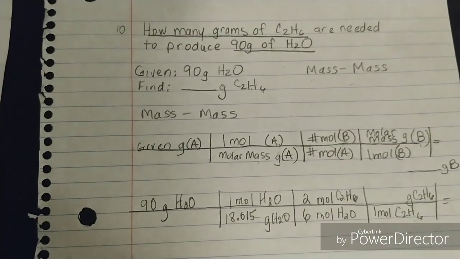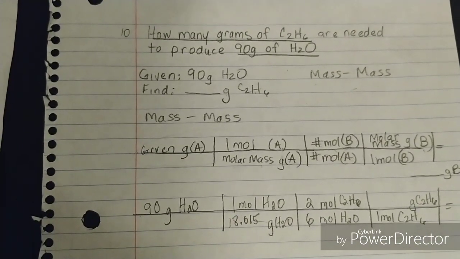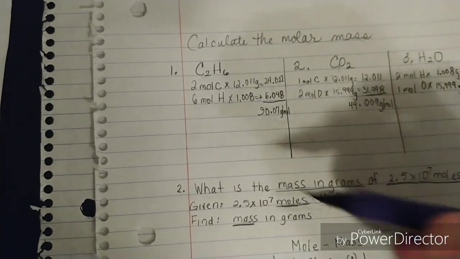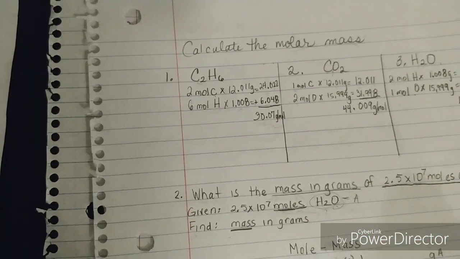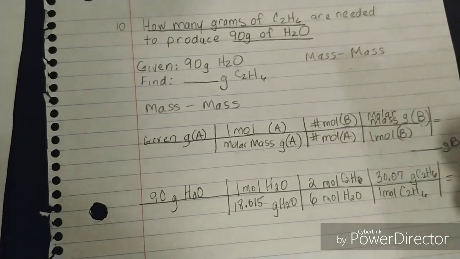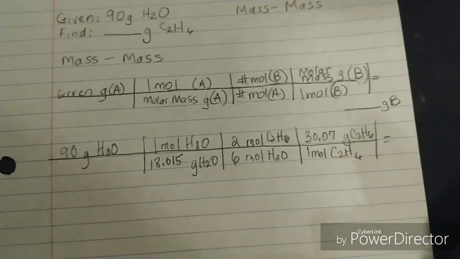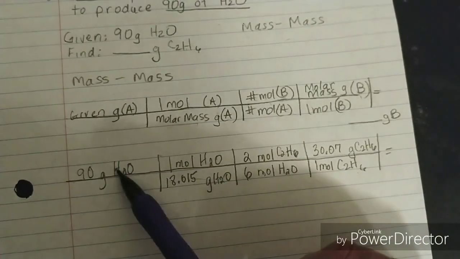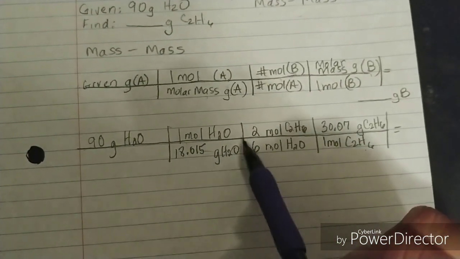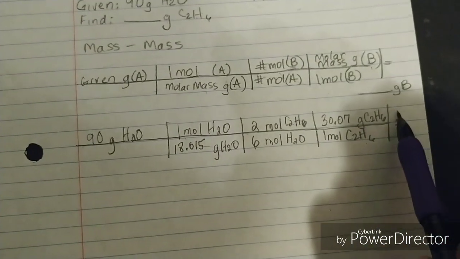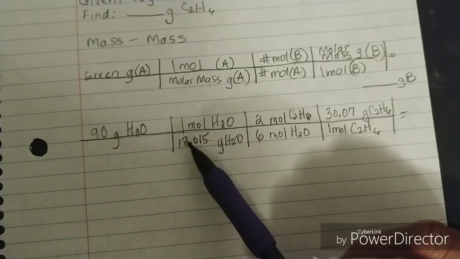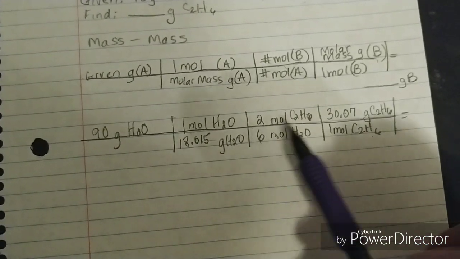Okay, we've already found the molar mass of B. So going back to our original information, it's 30.07. So we're going to put 30.07, just like that. Okay, good news is we filled it up. So now just like we did the other ones, you're going to multiply the numbers across. So the 90 times 1 times 2 times 30.07, whatever answer that gives you, you're going to divide by the answer you get by multiplying 18.015 times 6 times 1.